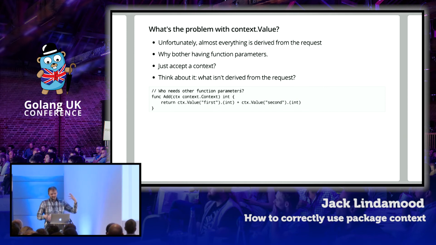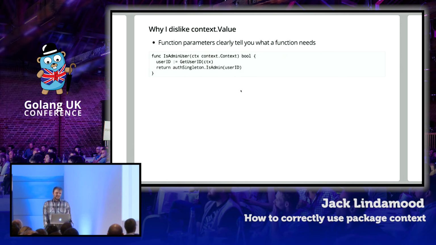This is obviously a really bad idea. If you think back to it, what is request scope data and what is not request scope data? Almost all your variables in your service are request scoped. They come from the request and you probably don't need them afterwards. So it's a pretty broad scope of what you can put in there. This is why I dislike context.value.